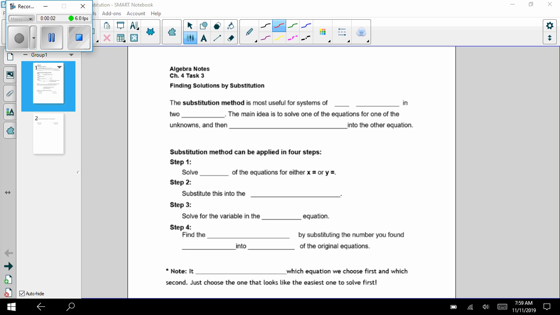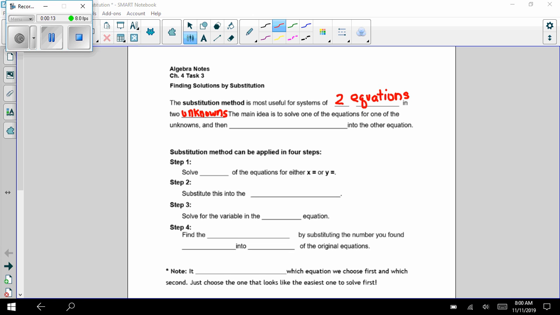Chapter 4, Task 3, Finding Solutions by Substitution. The substitution method is most useful for systems of two equations and two unknowns. The main idea here is that we solve one of the equations for one of the unknowns and then substitute that result into the other equation. And when I refer to unknowns, I'm talking about those variables, meaning x or y typically.